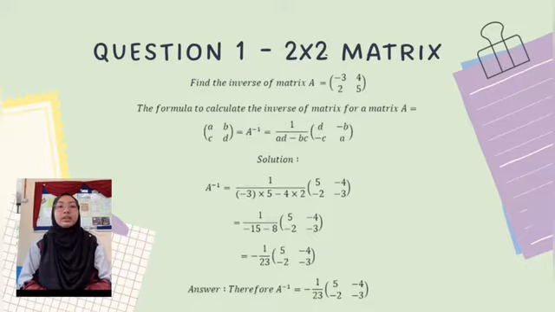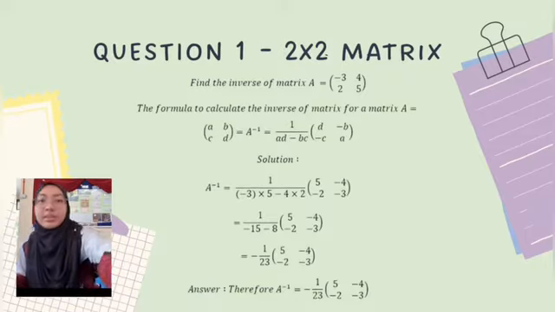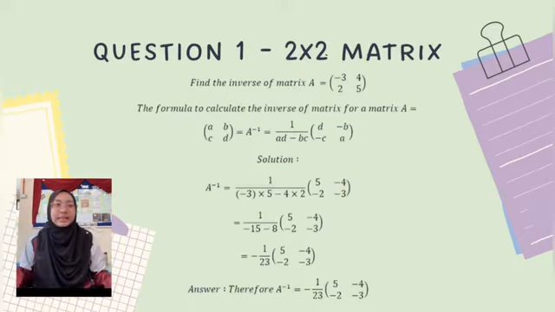We can calculate the inverse of a 2 by 2 matrix using the general step to calculate the inverse of a matrix. The formula to calculate the inverse of a matrix A equals A, B, C, D is A inverse equals 1 over AD minus BC times D, negative B, negative C, A.